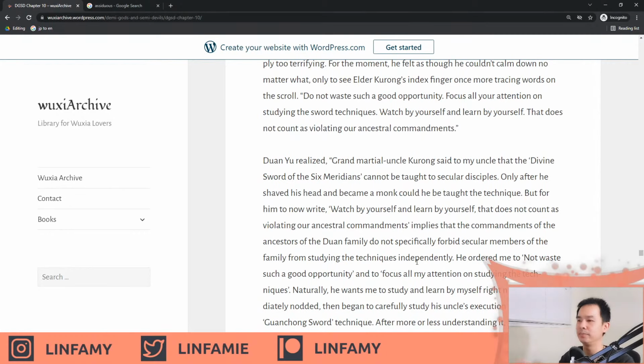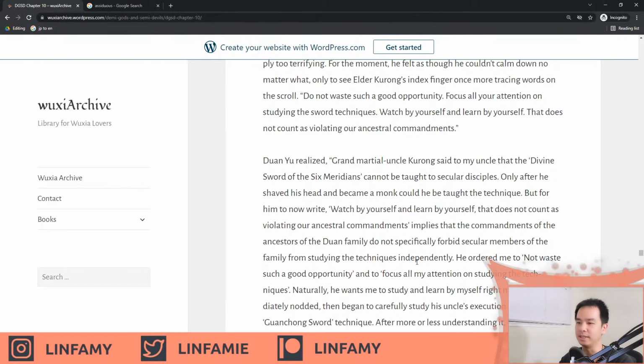Duan Yu realized, Grand Marshal Uncle Kurong said to my uncle that the divine sword of the 6 meridians cannot be taught to secular disciples. Only after he shaved his head and became a monk could he be taught the technique. But for him to now write, "Watch by yourself and learn by yourself, that does not count as violating our ancestral commandments," implies that the commandments of the ancestors of the Duan family do not specifically forbid secular members of the family from studying the techniques independently.